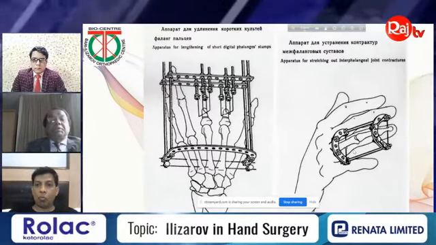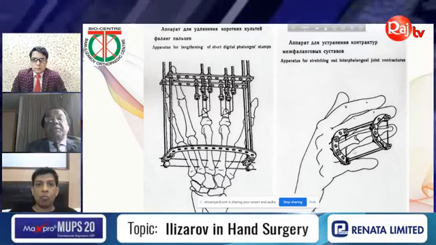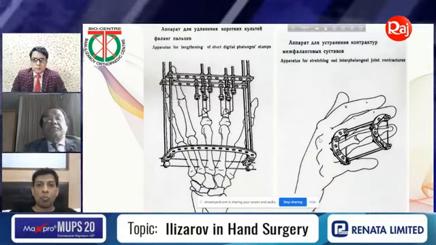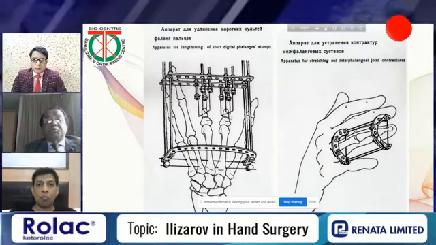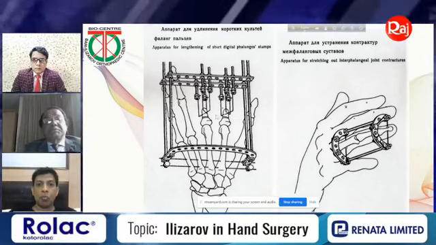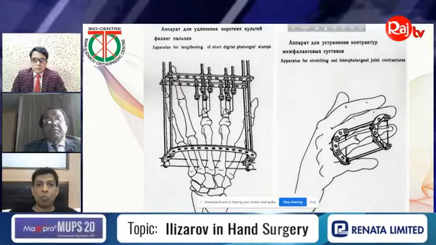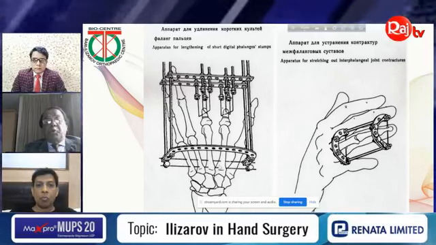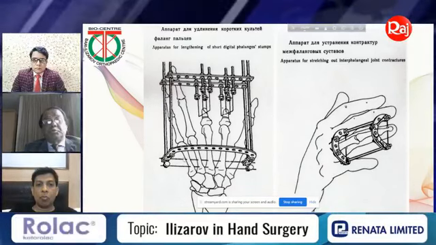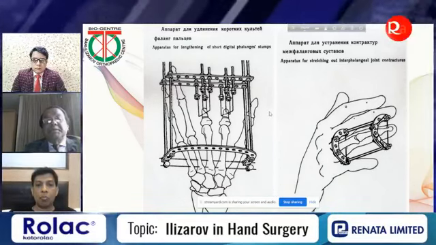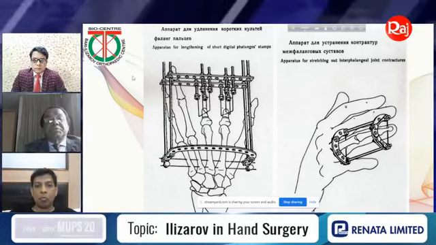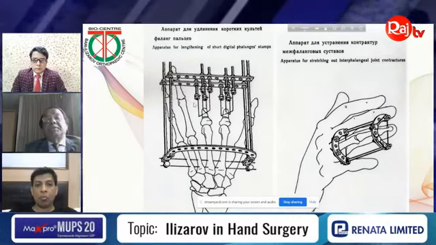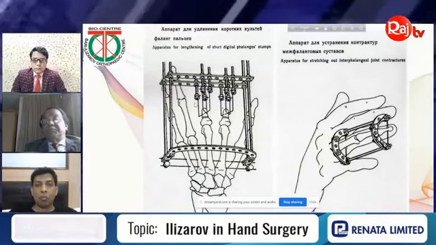Now, here, dear friend, you can see here apparatus for lengthening of the short digital phalanges. If you have short hands, you can do like this. See here, fix. You got this bow. You can fix to two wires, and then two small bar shears. Then you can go for lengthening for the distal digital phalanx.